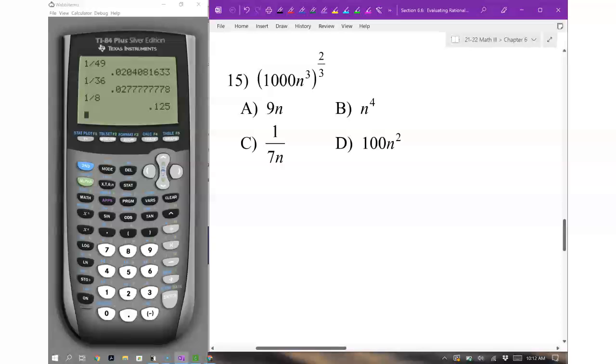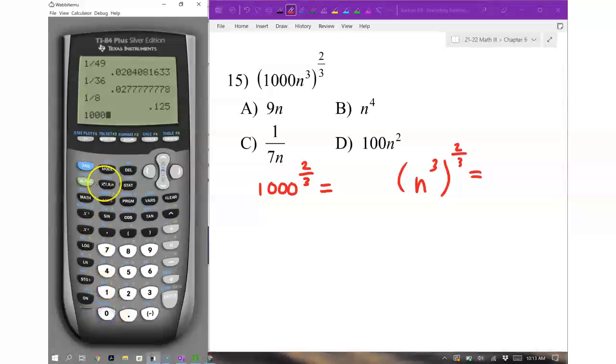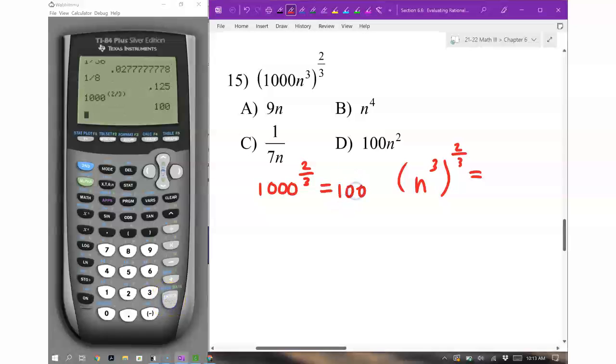So what do we do if we have numbers and letters? Well, just do the number first, then do the letter after. So let's figure out 1,000 to the 2/3 first, and then we'll figure out n to the 3rd to the 2/3 after. And then we'll get whatever those two answers are and put them together. Okay, so 1,000 to the 2/3. That's 100. Okay, well, so you already know the answer should be D because that's dealing with 100.